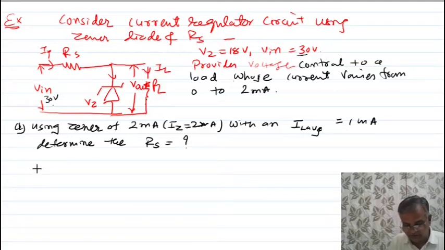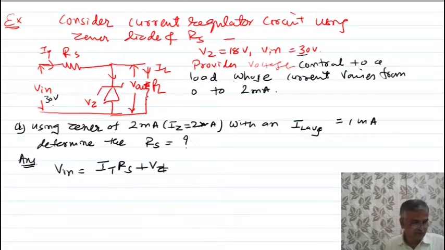From the circuit you can say, V in is nothing but I total into RS plus VZ. This voltage is nothing but this voltage plus VZ. This voltage is IT into RS plus VZ. This is your IT, the total current passing through the resistor. Now, what is this voltage? 30 volt we have written.